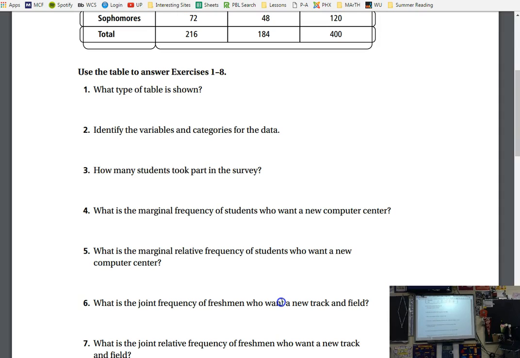Then do you want us to simplify our fractions or use them? I'll always simplify if possible. If you have like 12/16, always reduce down if you can. Okay.